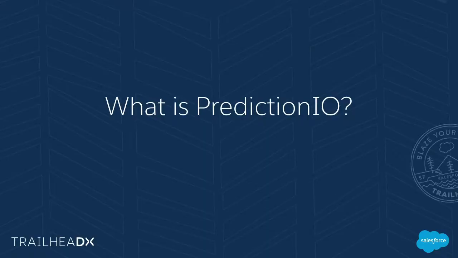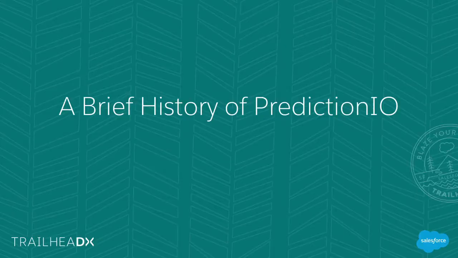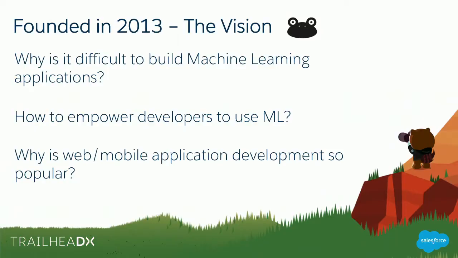Next I'm going to talk about what PredictionIO is. Before that, I just want to give you a brief history of PredictionIO. We started a company in 2013. At that time, our vision was to help developers use machine learning. So we asked ourselves these questions: why is using machine learning difficult, and how do we empower developers to make it easier to use? We realized that there are millions of applications in the world. How do we enable you to make every application smarter? So we decided to open source our technologies to help you use machine learning.